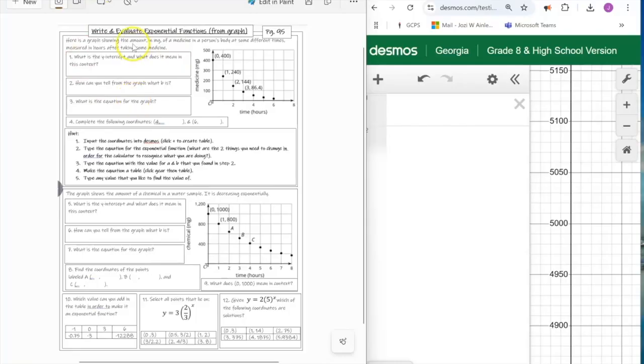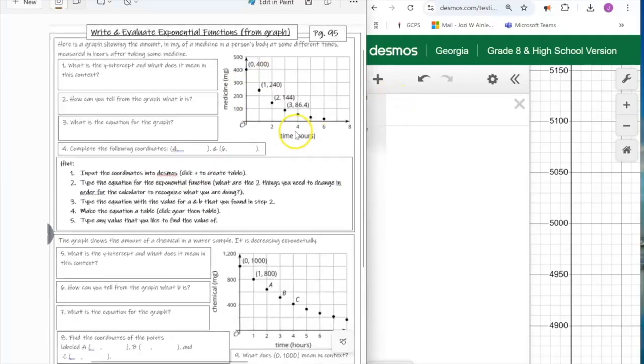All right, so we're going to take a look at writing and evaluating exponential functions from a graph. So we looked at table, where you insert the table in here. Now we're going to have a graph. There's only one additional step, which is you just got to get the coordinates in order to input them. So again, this is going to be the Desmos version.